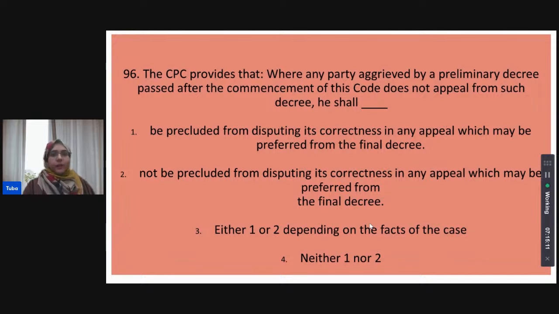The CPC provides that where any party aggrieved by a preliminary decree passed after the commencement of this code does not appeal from such decree, he shall: Option 1, be precluded from disputing its correctness in any appeal which may be preferred from the final decree, or option 2, not be precluded from disputing its correctness in any appeal which may be preferred from the final decree, or option 3, either one or two depending on the facts of the case, or option 4, neither one nor two.